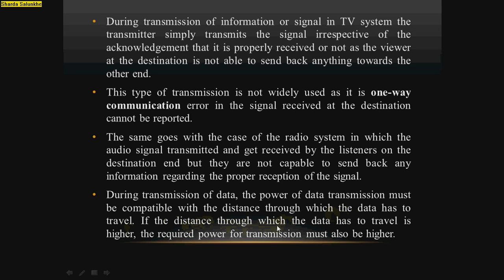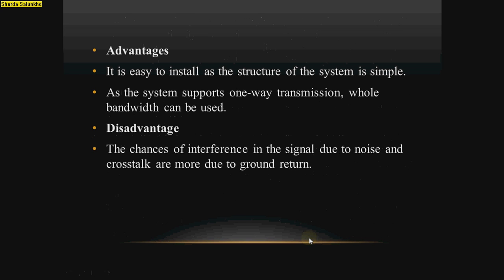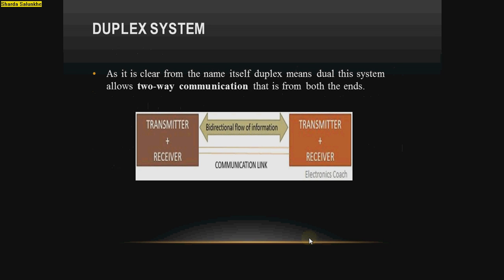If the distance through which the data has to travel is higher, the required power for the transmission must also be higher. The advantage of this simplex communication is that it is easy to install, and the structure of the system is simple. This is the first advantage. As the system supports one-way transmission, the whole bandwidth can be utilized. And though there are advantages, there is also one disadvantage. The chance of interference in the signal due to noise and crosstalk is greater due to the ground returns. So this is about the simplex transmission or system.